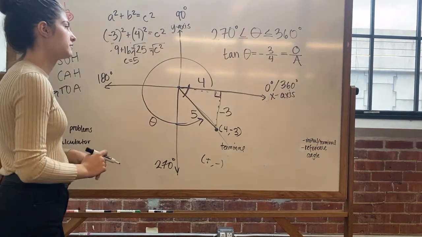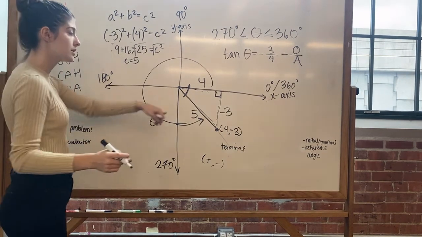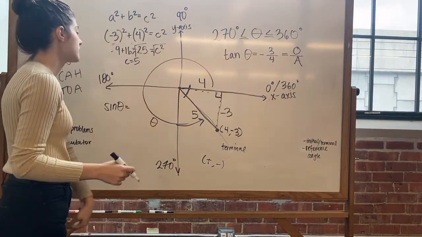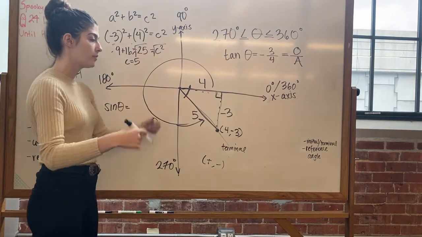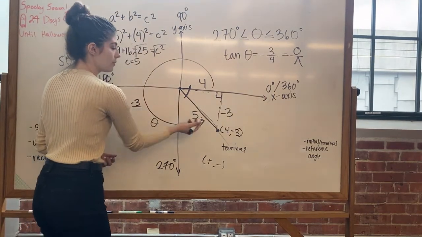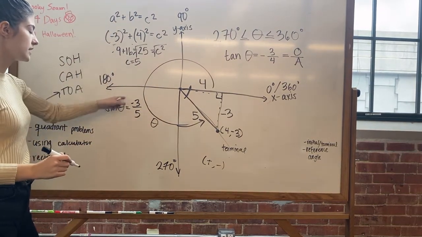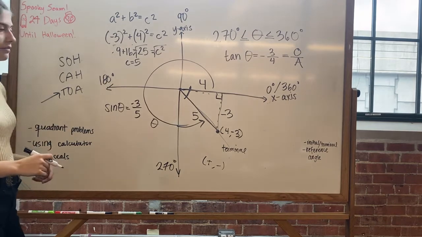Well, what's sine theta? We're going to use this reference angle. Sine is opposite over hypotenuse, so opposite over hypotenuse. So it's negative 3 over 5.